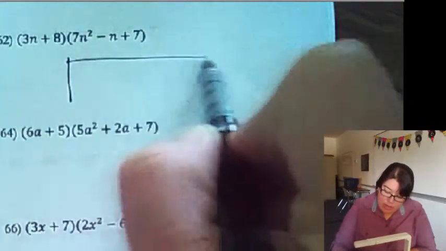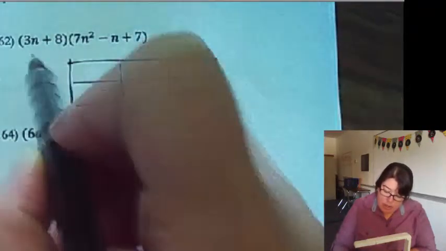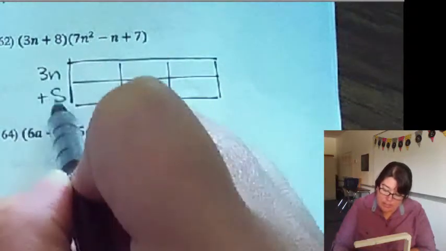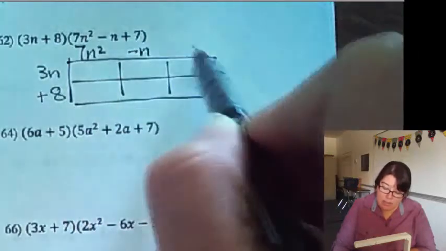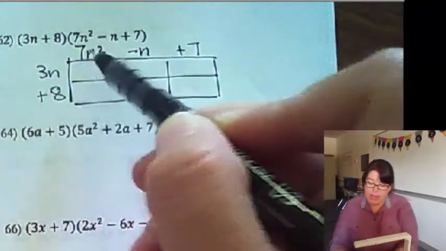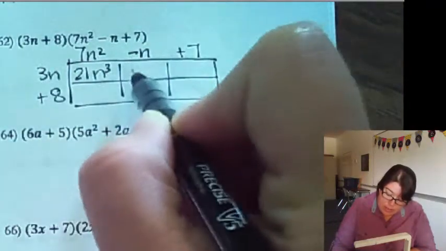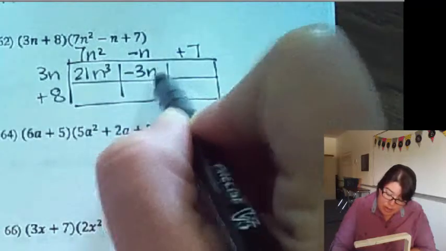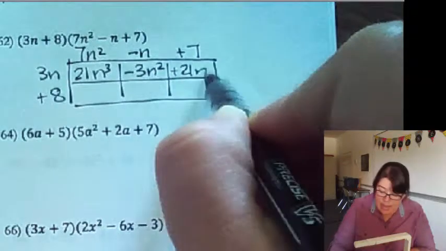Let's see. If I have 2 by 3. I'm going to do 3n and positive 8 down the side. Across the top, 7n squared minus n plus 7. Now, I'm going to multiply these two parts together and go here. So 3 times 7 is 21. N times n squared is n cubed. 3 times negative 1 is negative 3. N times n is n squared. 3 times 7 is positive 21. N times no variable, it stays n.